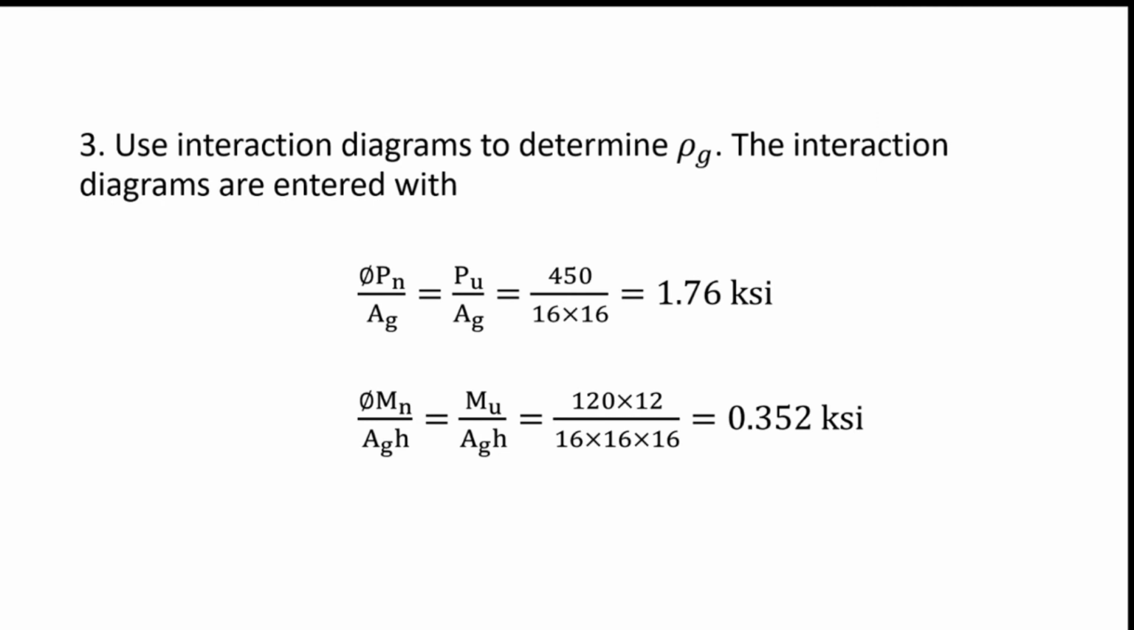Third step, use interaction diagrams to determine ρg. The interaction diagrams are entered with Pu over gross area equal to 1.76 ksi, and Mu over gross area times h equal to 0.352 ksi. Because the interaction diagrams are given for gamma equal to 0.6 and gamma equal to 0.75, it will be necessary to interpolate. Also, because the diagrams can only be read with limited accuracy, it is recommended to express gamma with only two significant figures.